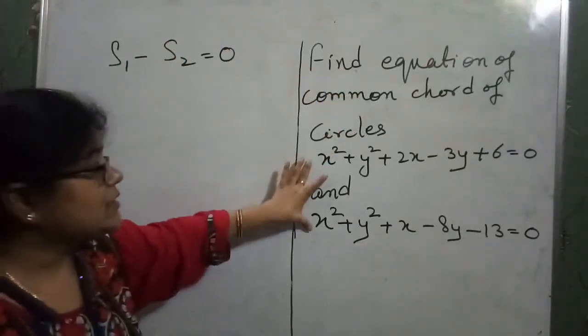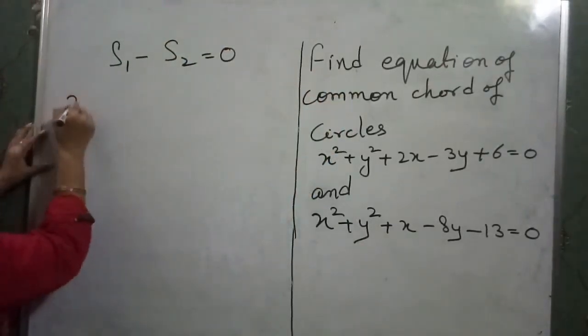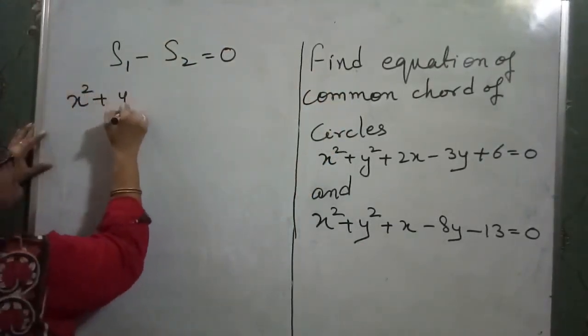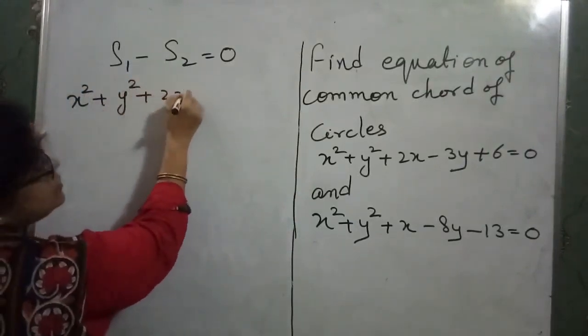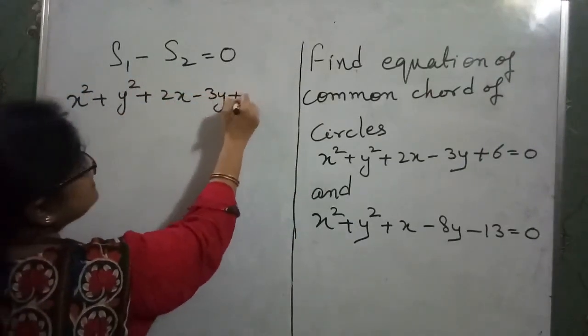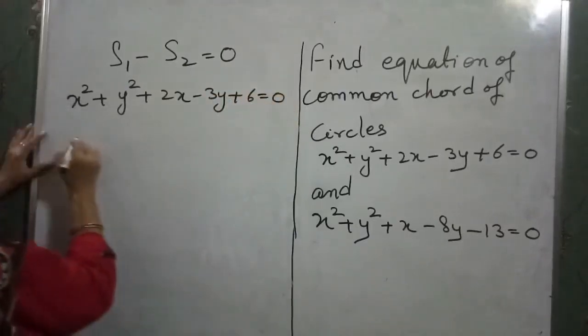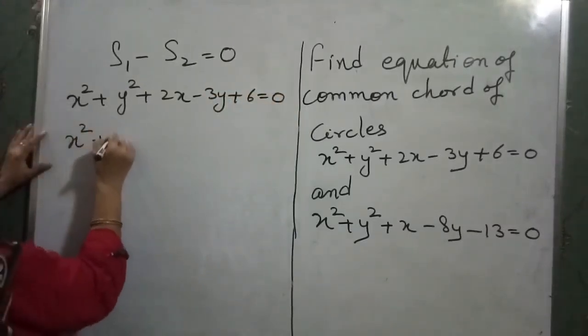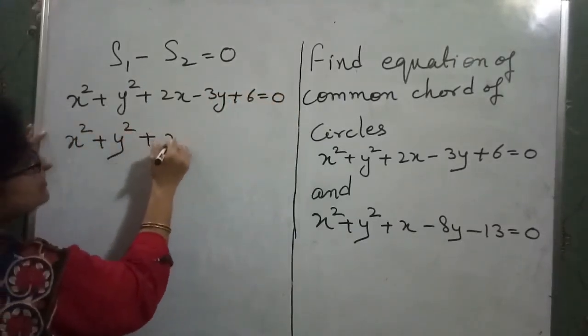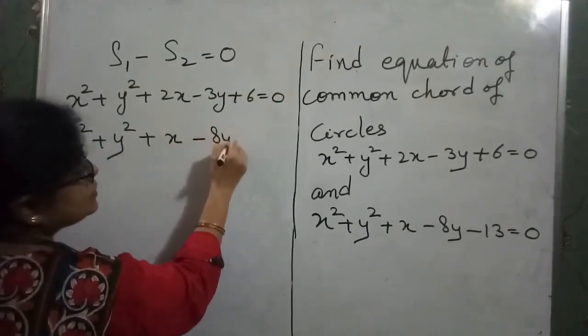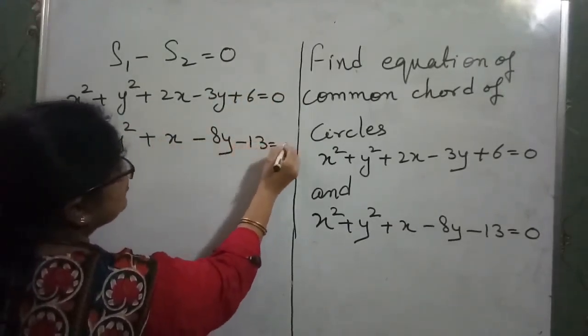Now these are the two circles, so we just subtract both of them. x square plus y square plus 2x minus 3y plus 6 is equal to 0. They are just formula based. If you know the formula, you can easily solve the questions of the circle. So just memorize all the formulas properly.